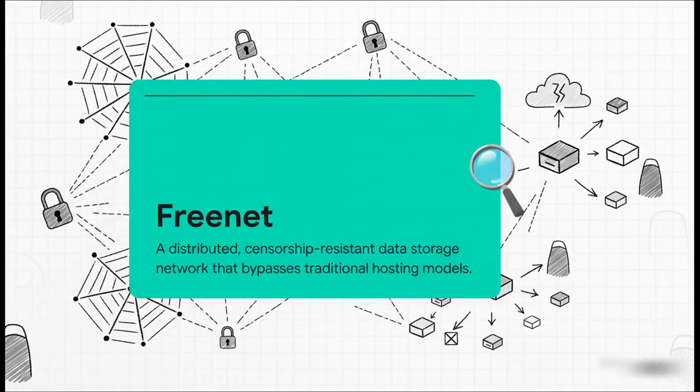Then you have something like Freenet, which presents a completely different paradigm. We're not just talking about communication anymore, we're talking about data storage. Because it's a distributed peer-to-peer data store, it gives adversaries a way to host malicious content or even exfiltrate data that completely bypasses conventional cloud or dedicated server hosting. And, as you can imagine, that makes detection a whole lot more challenging.